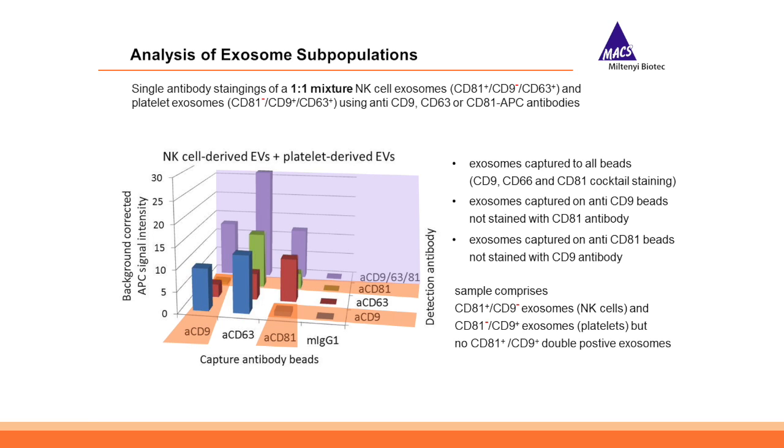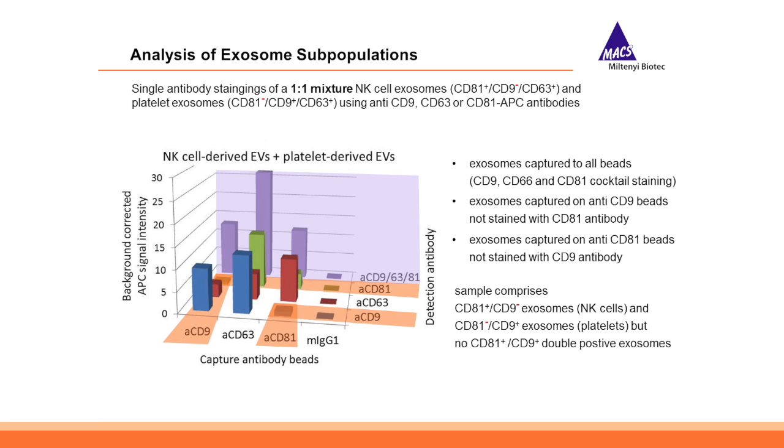So this means that we indeed could detect that in our sample, in a mixture, we have CD81 positive exosomes, which are CD9 negative, and CD9 positive exosomes, which are CD81 negative. So we could indeed discriminate the NK cell and the platelet exosomes in this kind of assay.